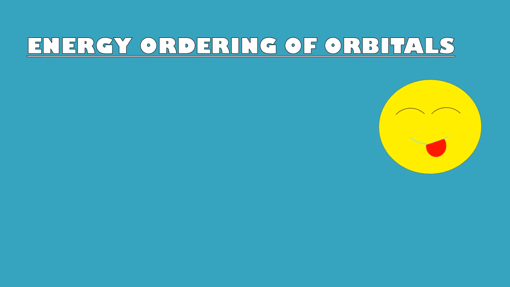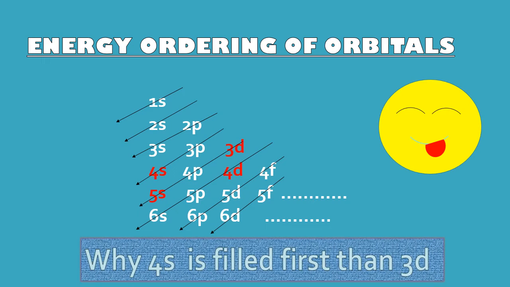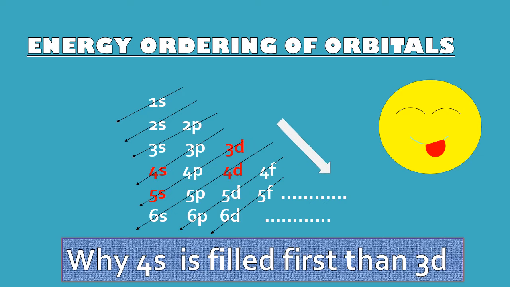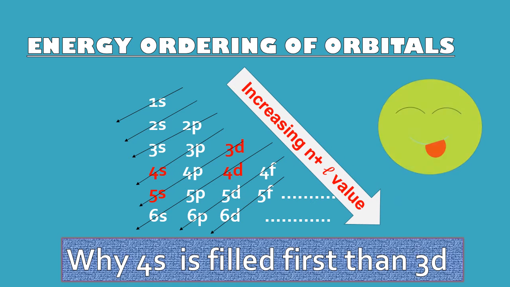So friends, let's see the energy ordering of the orbitals. As you can see in the diagram, the filling starts from the low energy towards the high energy. So we will first fill the 1s subshell because it has the least energy. Then 2s, 2p, 3s, 3p, and then 4s instead of the 3d subshell.